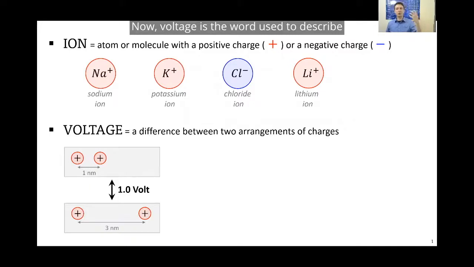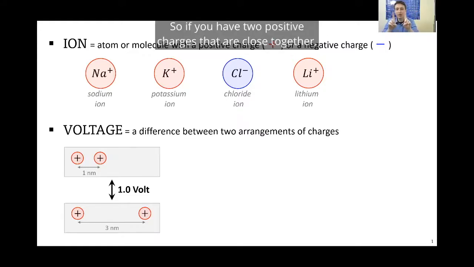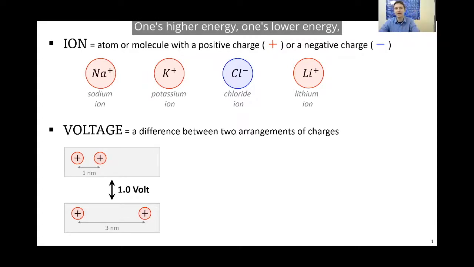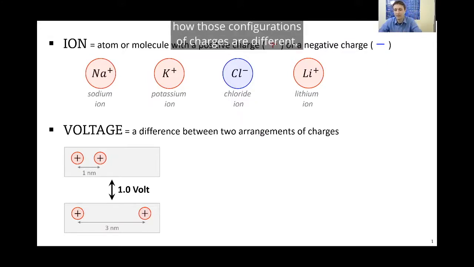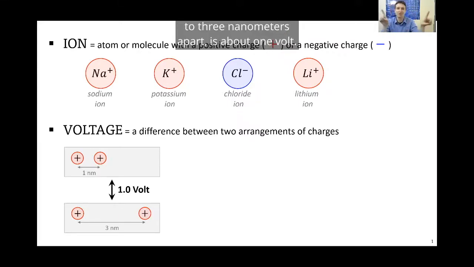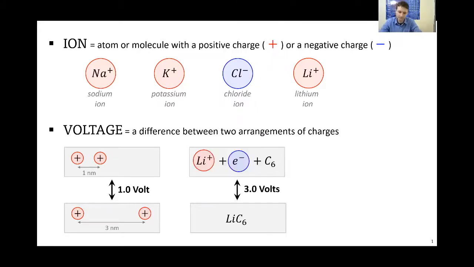Now, voltage is the word used to describe different configurations of charges because, well, like charges repel. So if you have two positive charges that are close together and then they move apart, that's different. One's higher energy, one's lower energy. And scientists like a word to describe how those configurations of charges are different, and that word is voltage. And it happens to be for things like two protons or two sodium ions moving from about 1 nanometer apart, a tiny, tiny, tiny distance, to 3 nanometers apart is about 1 volt.